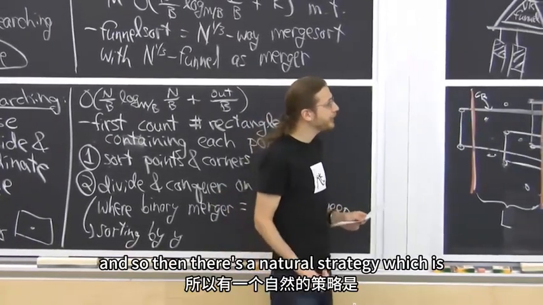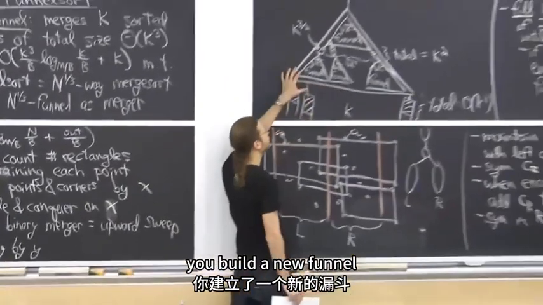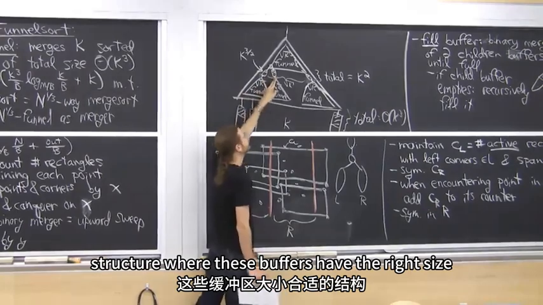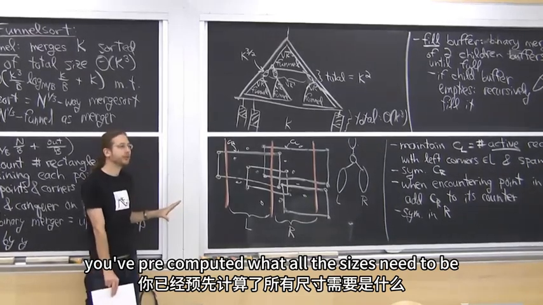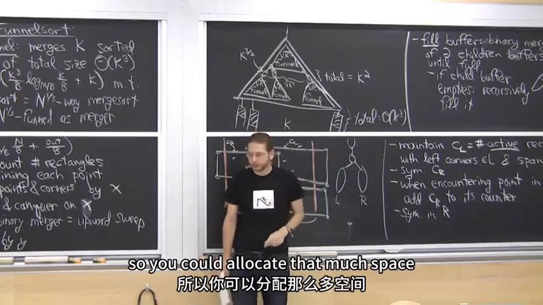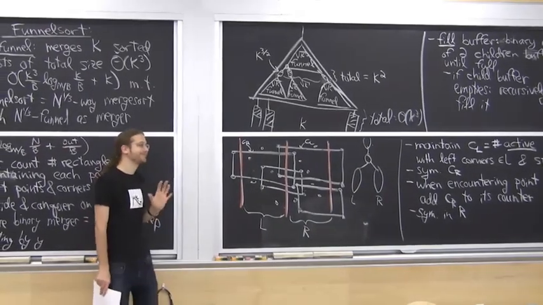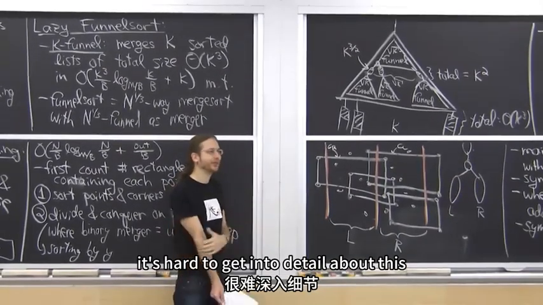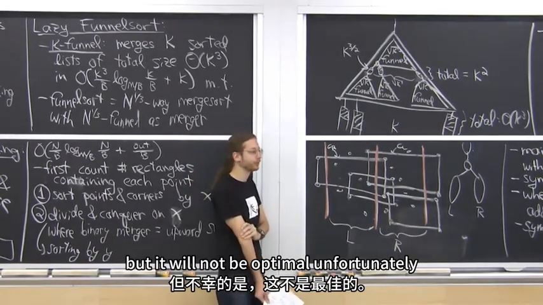And so then there's a natural strategy, which is you build a new funnel structure where these buffers have the right size. You've pre-computed what all the sizes need to be. At every merge, you know how many things are going to get spit out here. So you could allocate that much space, and that will be a kind of decent merge chart. Because I haven't done the analysis, it's hard to get into detail about this, but it will not be optimal, unfortunately.